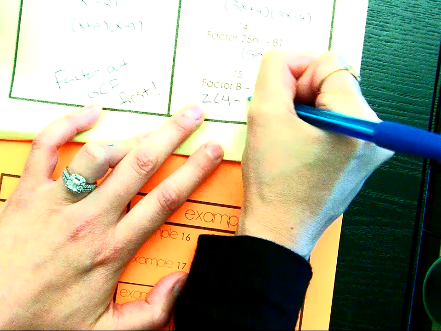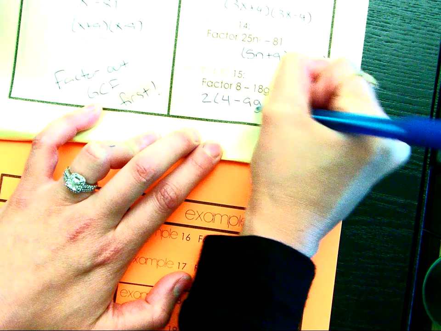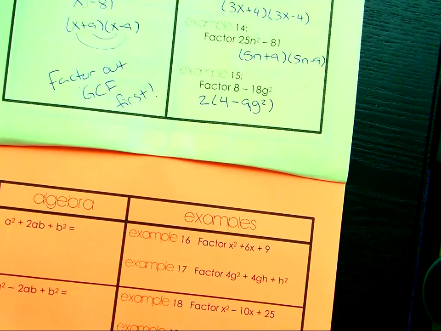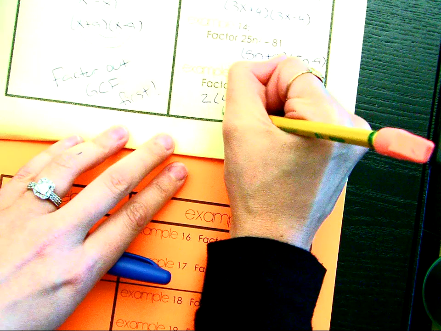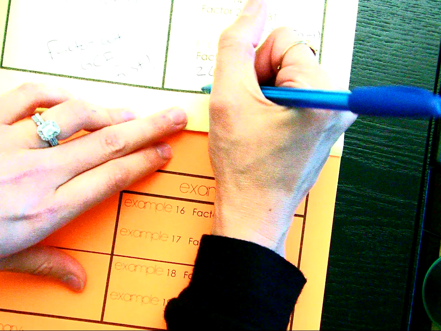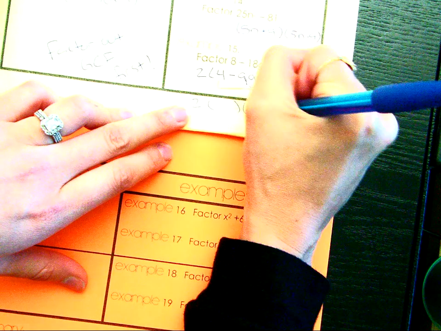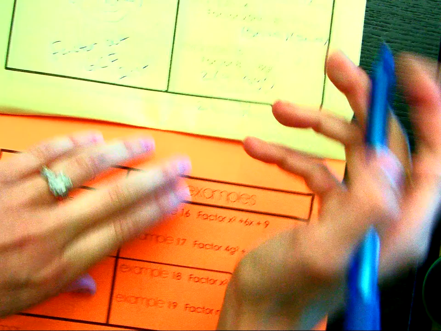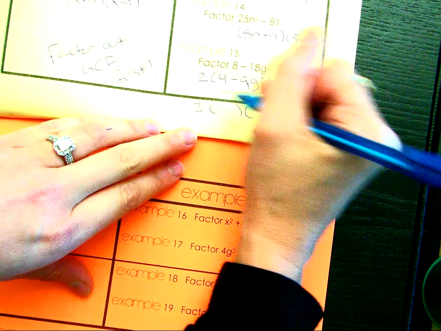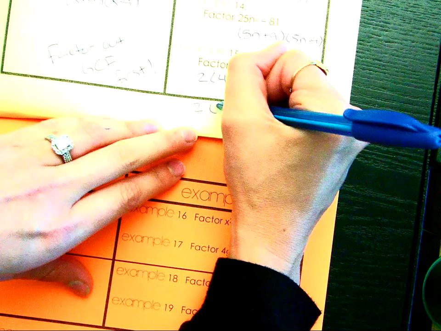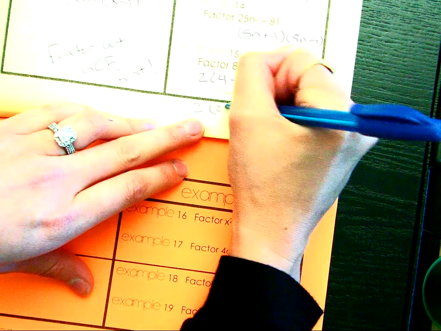So that gives me 2 parentheses 4 minus 9g squared. And now this is a perfect square, a different square, excuse me. So I'm going to keep the 2, and then I'm going to factor the 4 minus 9g squared, which is going to be 2 plus 3g, 2 minus 3g.